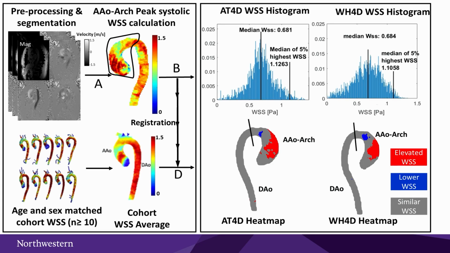So for the methods, we included 38 control subjects and 10 patients with BAV, and all 4D flow scans were pre-processed, and the aortas were manually segmented. And wall shear stress was derived for the ascending aorta and arch by selecting a region of interest.